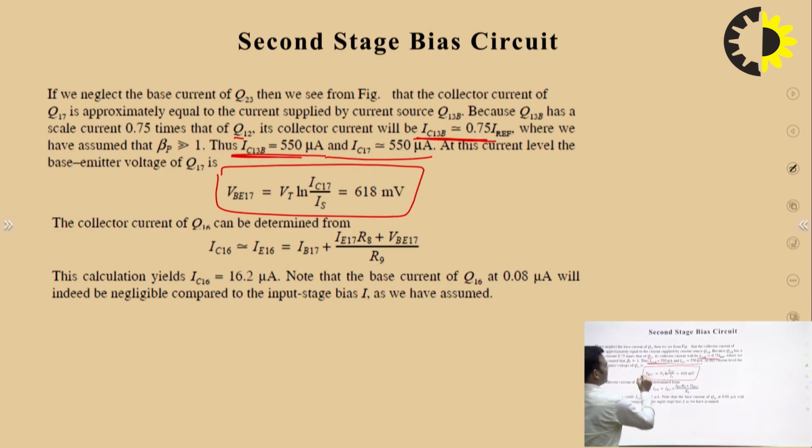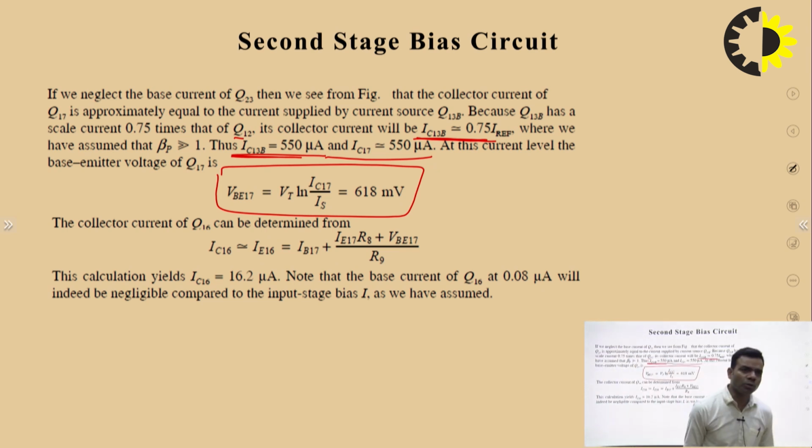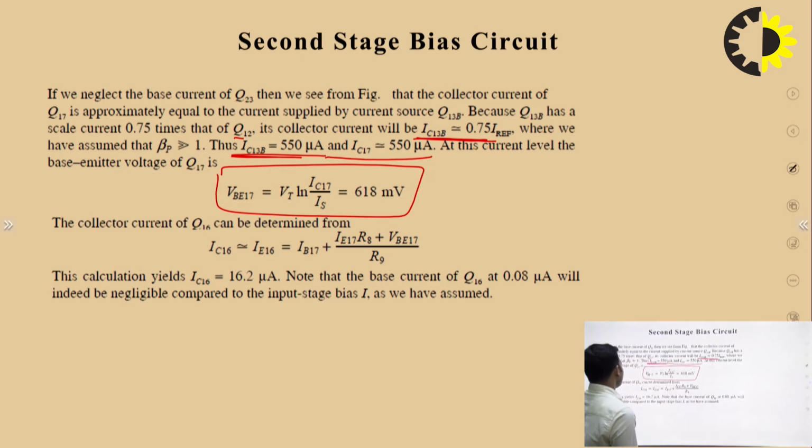VBE17, which we already know, is equal to VT ln IC upon IS, where IS is the reverse saturation current. We know all these values, so we can find that VBE17 is equal to 618 millivolt.